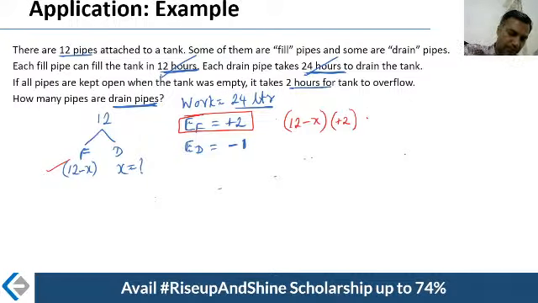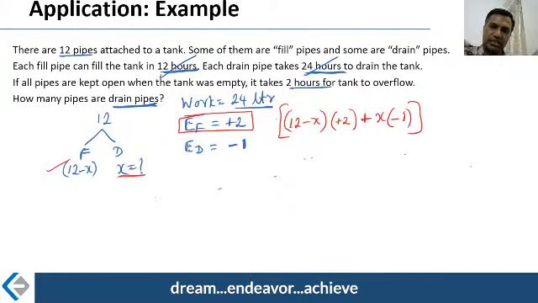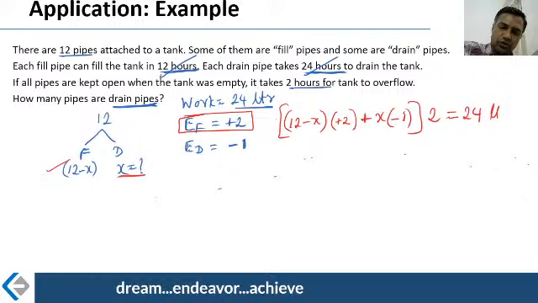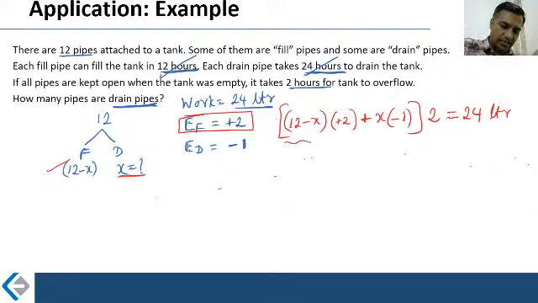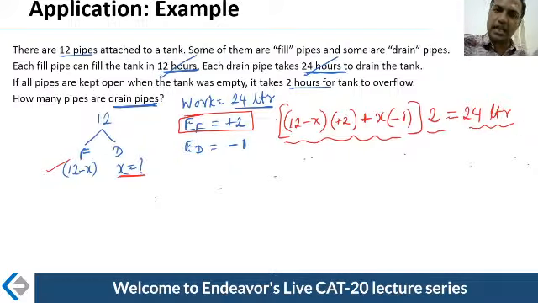Plus, how many drain pipes do I have? x. Each one of them drains out minus 1 liter per hour. So how long is this efficiency in use? For 2 hours, because this is the combined efficiency, the net effect. So 2 hours times this is equal to 24 liters, because in 2 hours the tank is full. This is the efficiency, this is the time, and efficiency into time is equal to work done, that is the capacity. This is precisely what I was doing in the beginning of the class, but with A, B, C kind of fellows, and the numbers were nice. Now here what is happening?